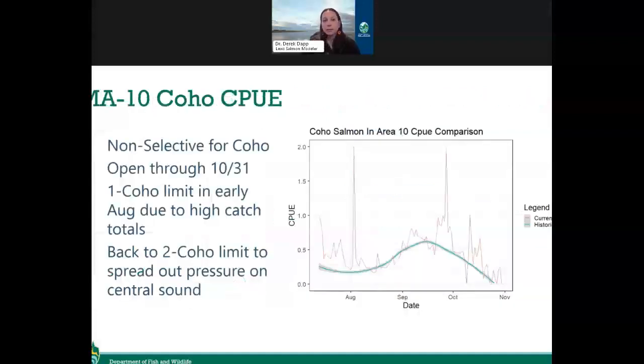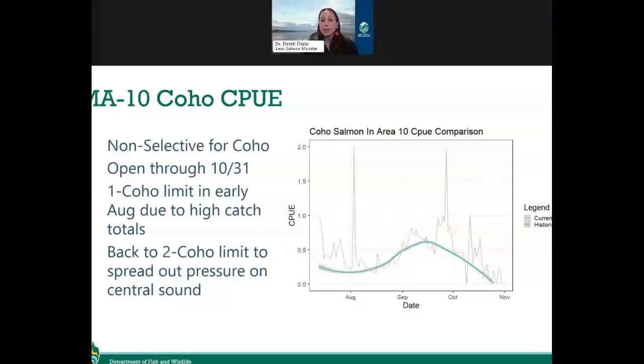So next slide, please. I'm going to come back to pink in a second, but first I'm going to walk through Area 10 coho. This is the figure for coho CPUE in Area 10 this summer. And you can see again, well above average CPUE for this fishery, almost 2 fish per angler for a little while there. This is an area that is non-selective for coho. It was open through the end of October. And we did go down to a 1 coho limit in early August just due to high catch totals for this area. And I will come back to this in a little bit.